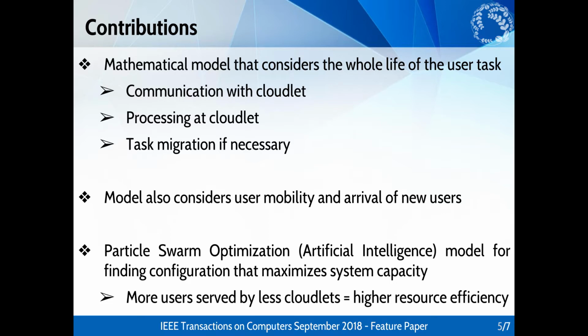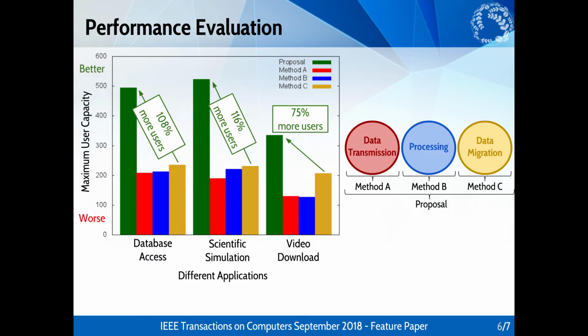The model also considers user mobility and arrival of new users to be more realistic and make sure that the configuration is more efficient. I also utilize particle swarm optimization, an artificial intelligence algorithm, to model and find the configuration that maximizes system capacity. Because maximizing system capacity means more users served by fewer cloudlets, we have a higher resource efficiency. This slide shows the results of my proposal.